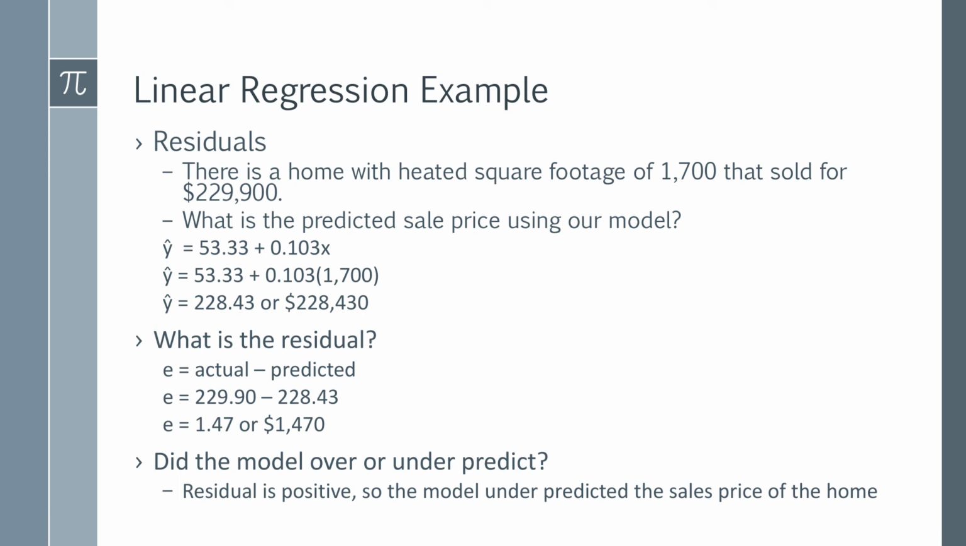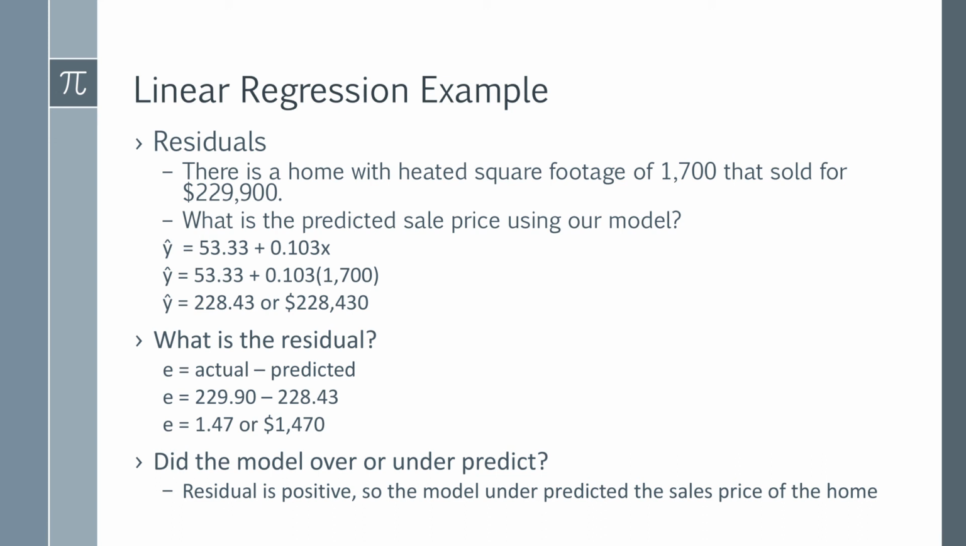So what's the residual for that point? So remember, our residual is our actual or our observed minus the predicted. So our actual was 229.9. Our predicted was 228.43. So that gives us a residual of 1.47, or if we use it in dollars, we can say 1,470. Okay. So then the question is, did the model over or under predict? Well, as we had talked about before, the residual is positive. So in that case, the model under predicted the sales price of the home.